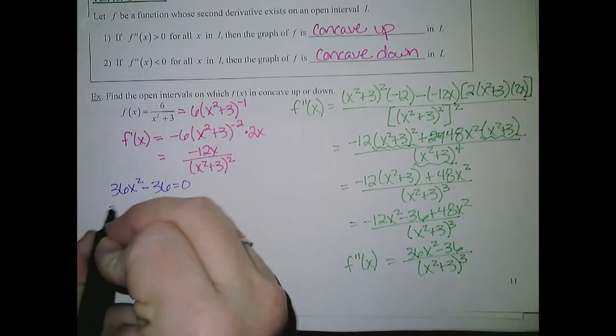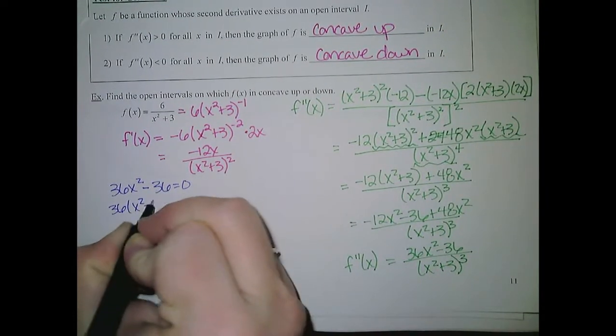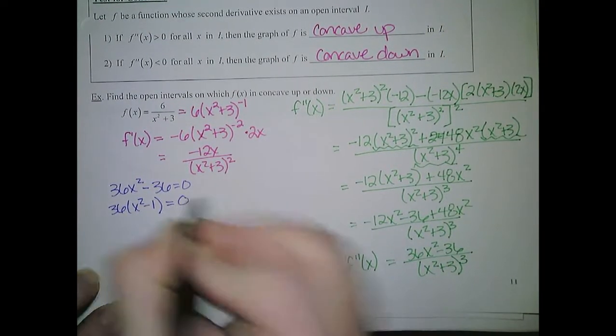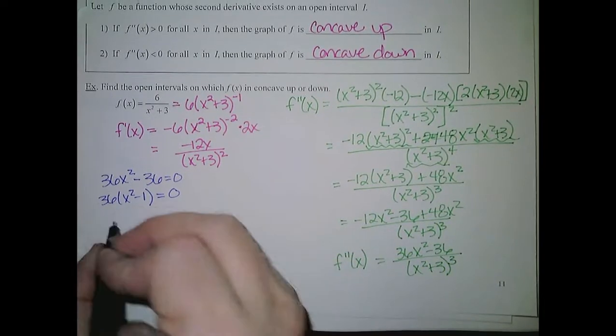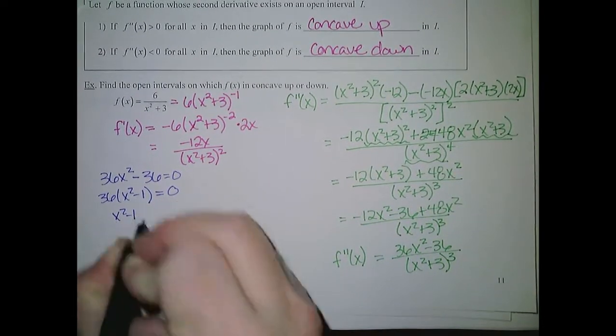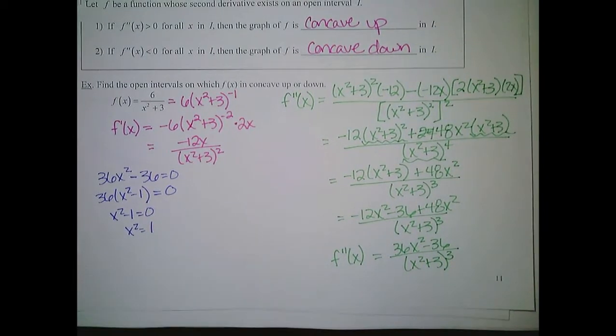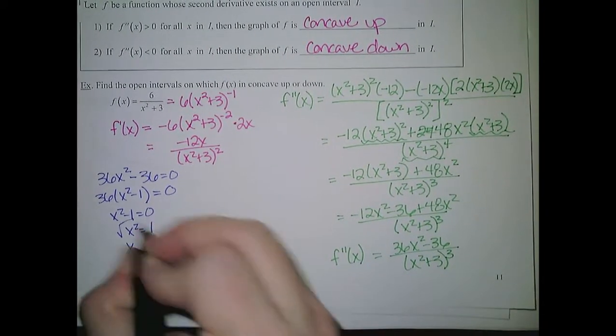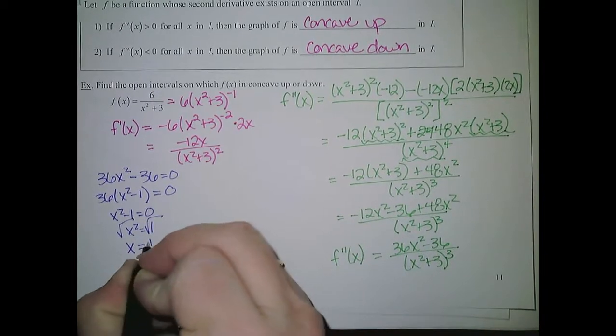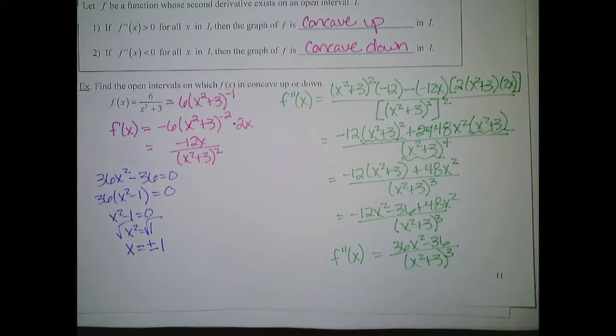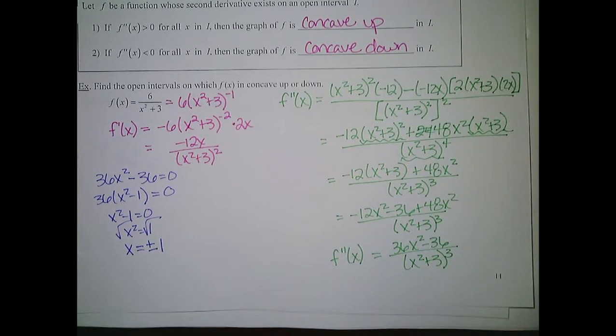I could factor out a 36. 36 can't be equal to 0, but x squared minus 1 can equal 0 if x squared equals 1. And that happens when x is plus or minus 1. So we have two places where the second derivative is equal to 0.